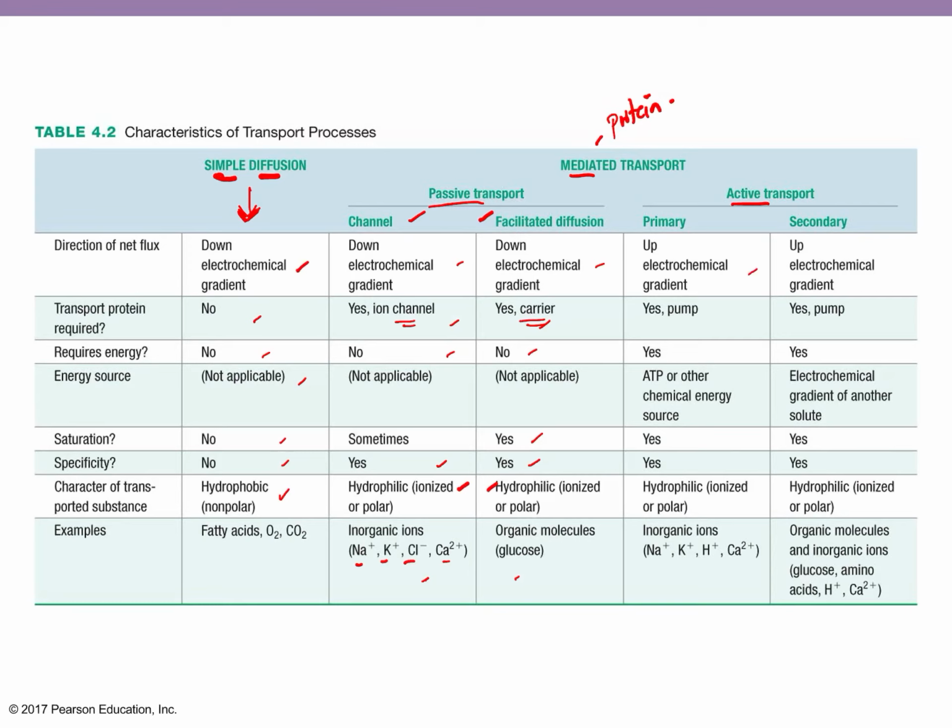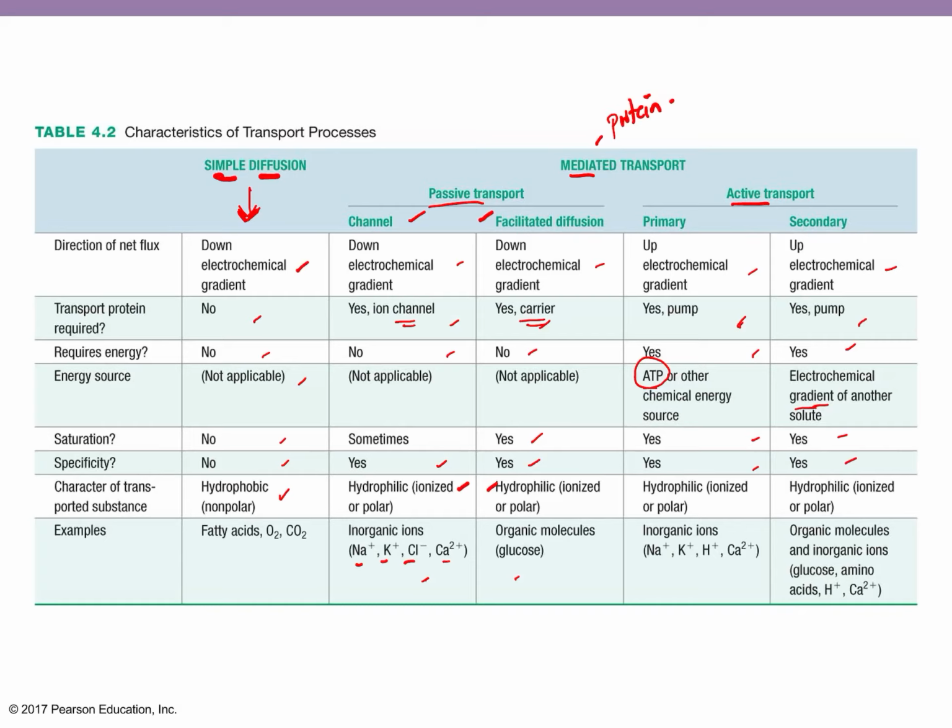And then we look at active transport. So now we're moving up an electrochemical gradient. We must use a transport protein, a pump. Yes, we require energy. In primary active transport, we're using ATP directly. In secondary active transport, we're using an electrochemical gradient to help another solute move against its concentration gradient. Both of these can be saturated, they're specific, and what kinds of things are moving through?